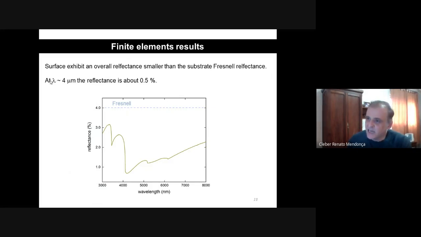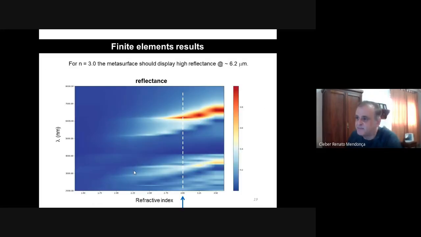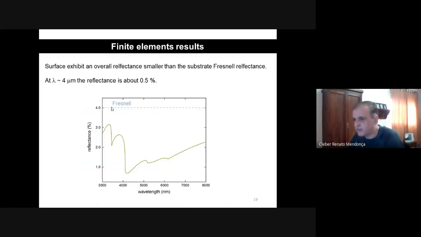And then at 4 microns, around here, what we can see is that the reflection is about half, okay? So if the Fresnel reflection is 4% at 4 microns, this metasurface we fabricated should have a reflectance much smaller, or at least of 0.5%. Okay, that doesn't sound very good, right?